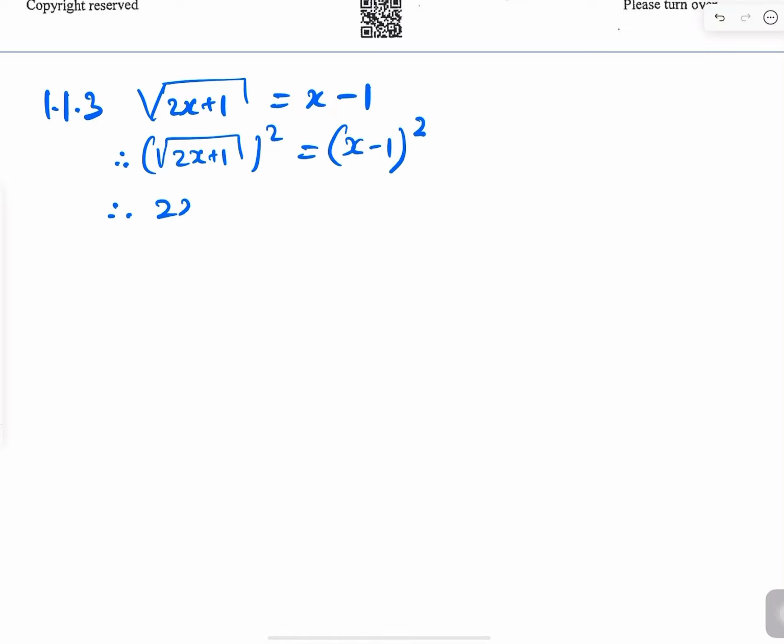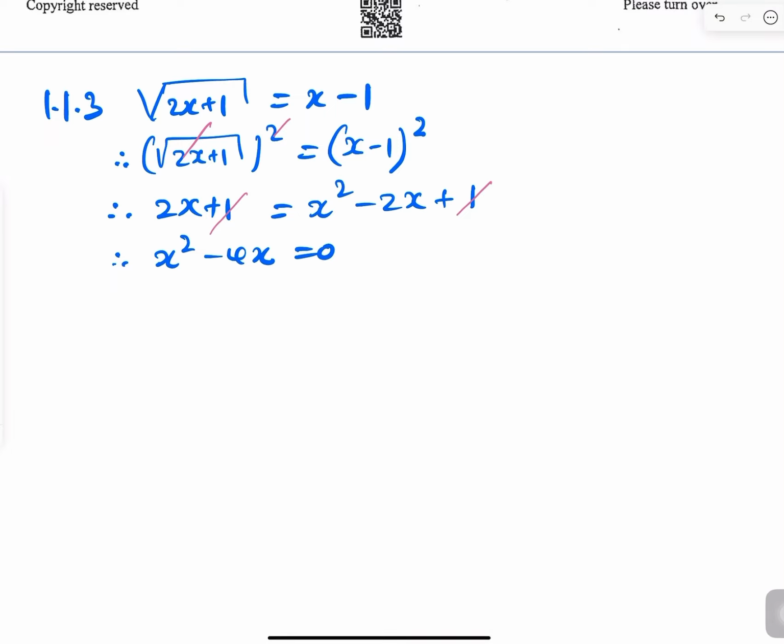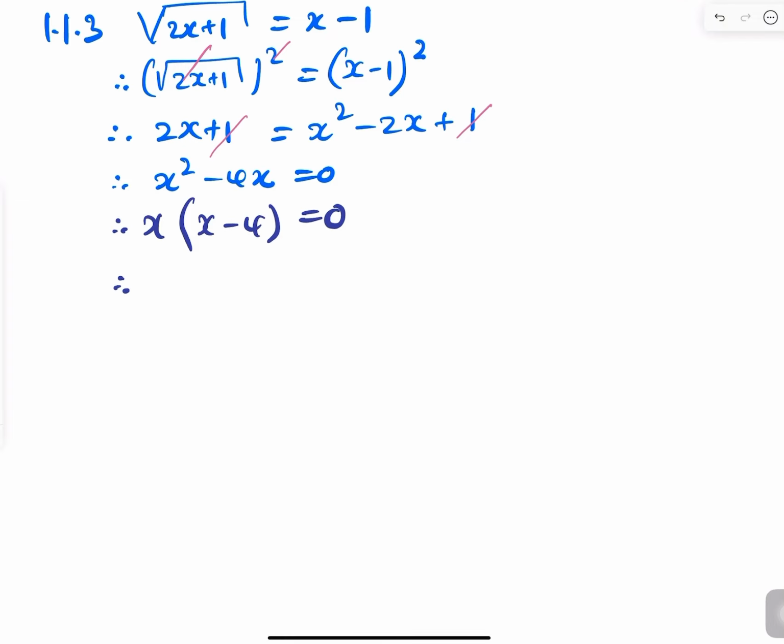Therefore, you're going to have 2x plus 1 is equals to, remember that this square is going to undo that square root there, and then you expand this. It's the perfect square trinomial, so it's going to give you x squared minus 2x, and then a plus 1. Therefore, this is x squared, and then a minus 4x. So you can see that this 1 and this 1 are going to undo each other as well. As a result, you're going to have that as 0. Now you try to factorize this. It's going to give you x into x take away 4 is equals to 0. Therefore, this boils down to x being 0, or x is equals to 4.